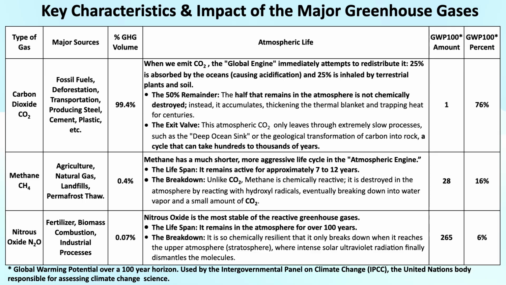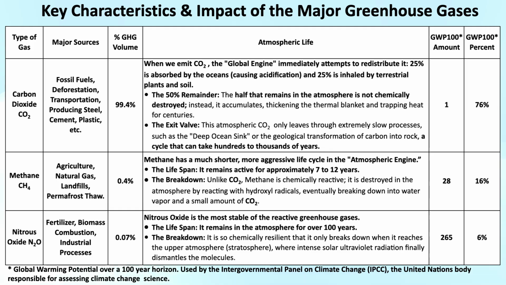But when you take into consideration all those factors, in terms of the warming potential of the greenhouse gases, it only represents 76%. The next line is methane. How do we get methane? Well, from agricultural natural gas, landfills, permafrost thaw, etc. From a volume perspective, it only represents 0.4%.